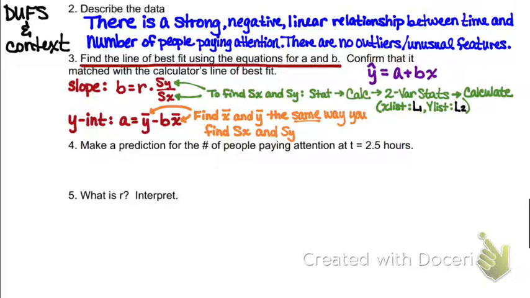I'm going to put my work for this up here in about a minute and a half so you guys can check yours against mine. But I know there's still some people working on this. So you need to find A, you need to find B, confirm that it matches with the line of best fit that we found earlier. If you're already done with number 3, then come down and do numbers 4 and 5.